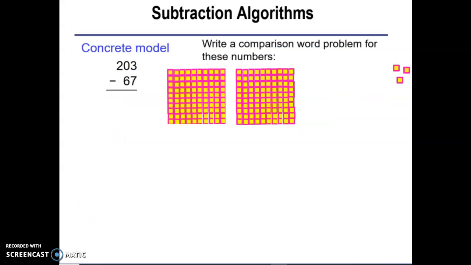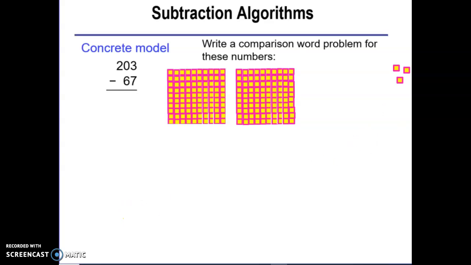All right, let's try this one. 203 minus 67. So we can also see here, just as a reminder, that when we added, we put both numbers. When we subtract, we only put the top number. So you can see that I have modeled here 203, which is 2 flats, 0 rods, and 3 tinies. And from that, I'm going to remove 67.